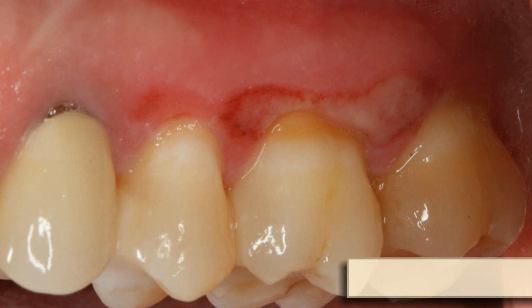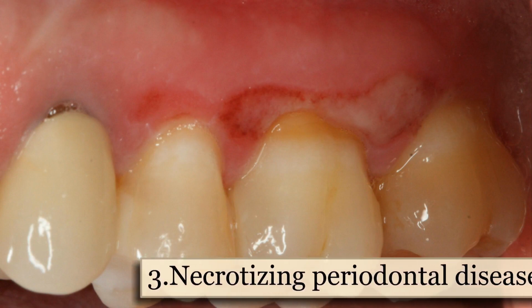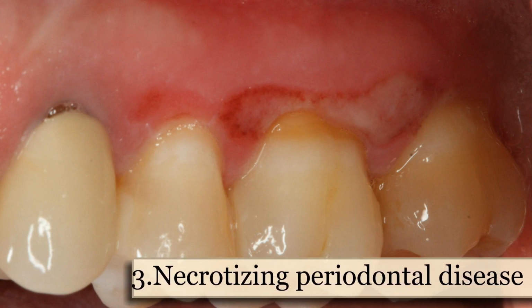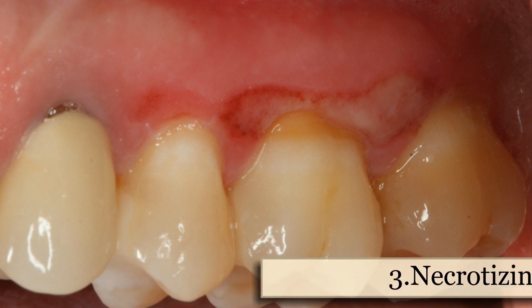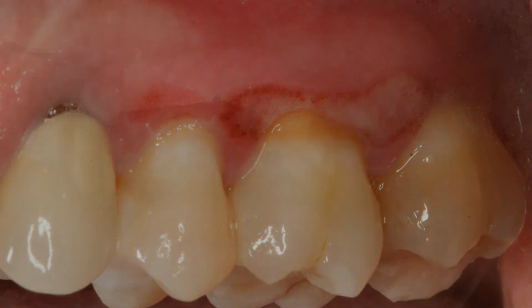3. Necrotizing periodontal disease. This is characterized by the death of gum tissue, tooth ligaments and supporting bone caused by lack of blood supply, resulting in severe infection. This type generally occurs in people with a suppressed immune system and malnutrition.